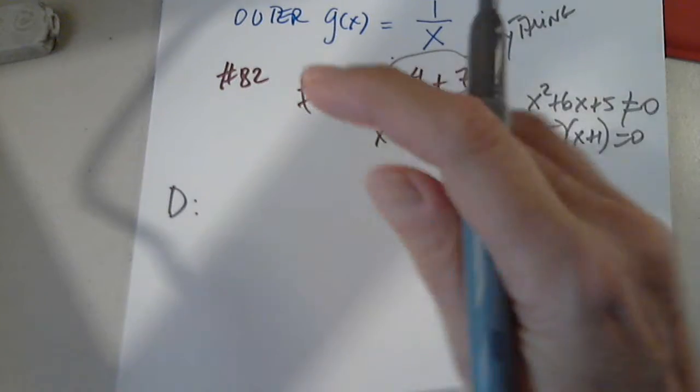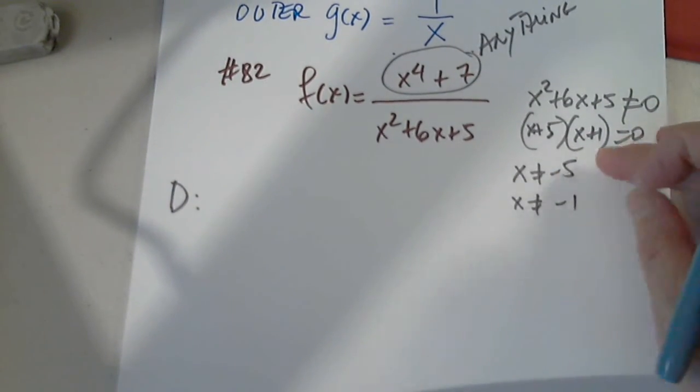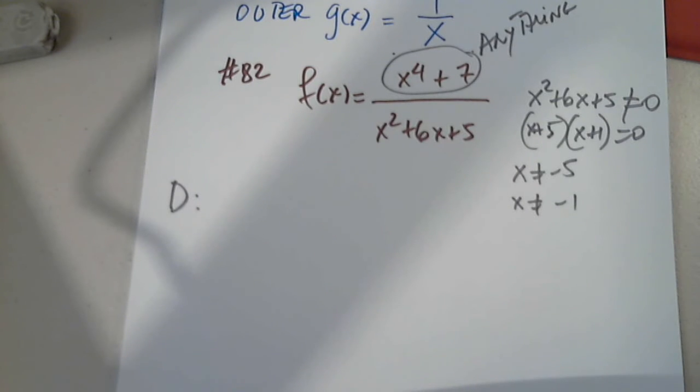So now this is required. If I don't determine this, I don't know how to write the domain. So can anyone give us the domain, knowing that x cannot be negative 5 and x cannot be negative 1? We had like 2 or 3 domains like this today.